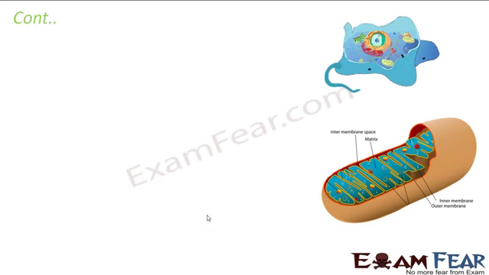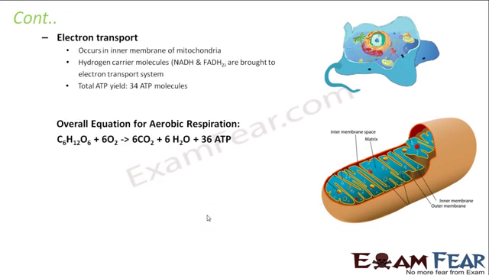Now what is the third step? The third step is electron transport. What do I mean by electron transport? This process takes place in the inner membrane of mitochondria, that means in this membrane, the yellow colored structure. So what happens here? The hydrogen carrier molecules which were produced in the previous step. What are those hydrogen carrier molecules? They were only NADH and FADH2. A lot of NADH molecules are produced.